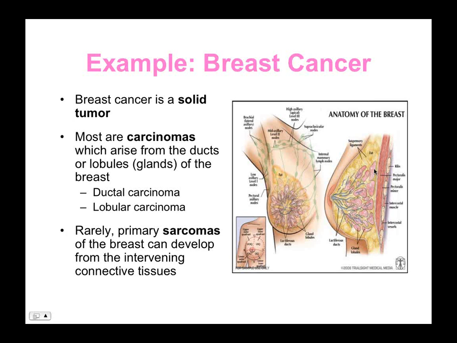But if it starts off in the milk gland or the lobule, that would be a lobular carcinoma. But very rarely you can have primary sarcomas of the breast, and these arise not from the lobules and not from the ducts, but rather from the intervening connective tissue in the breast.